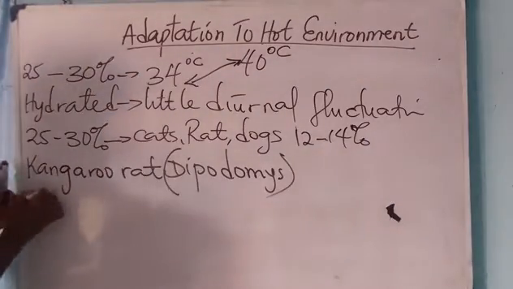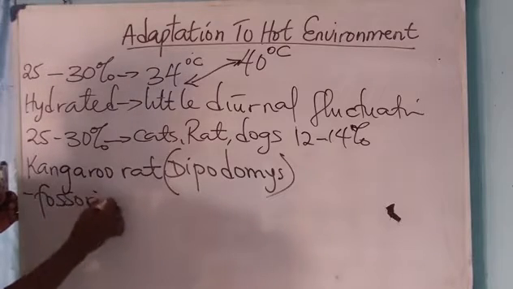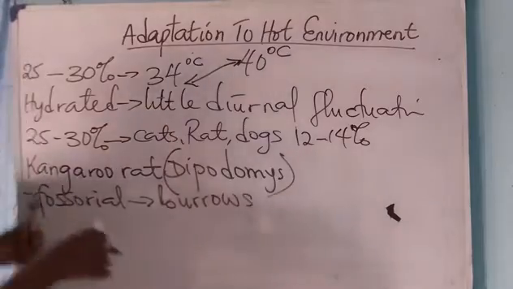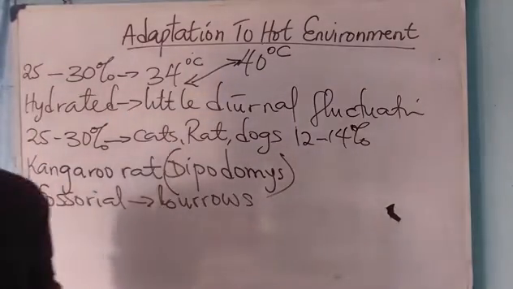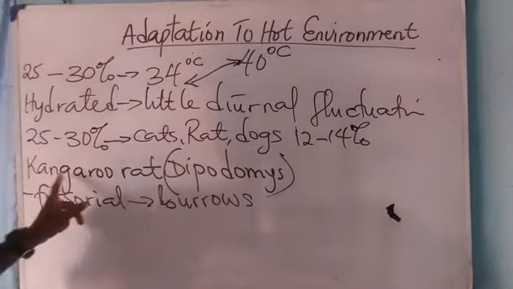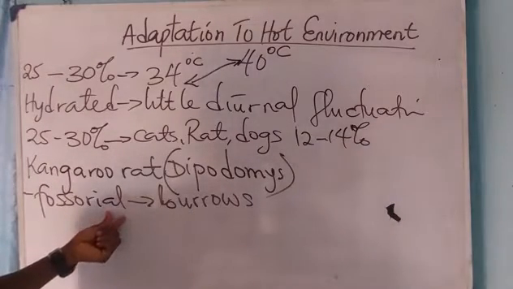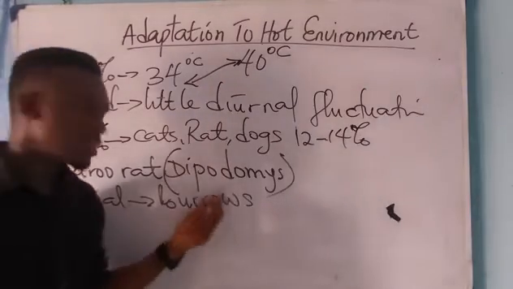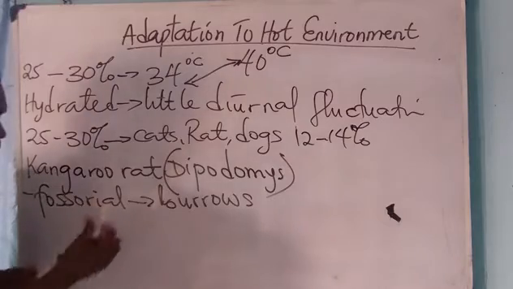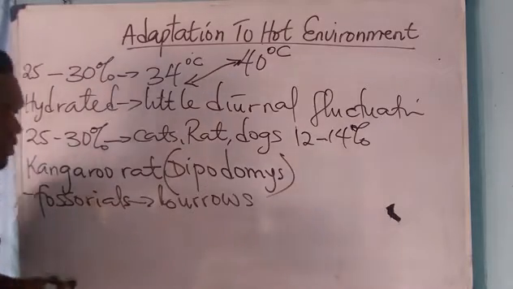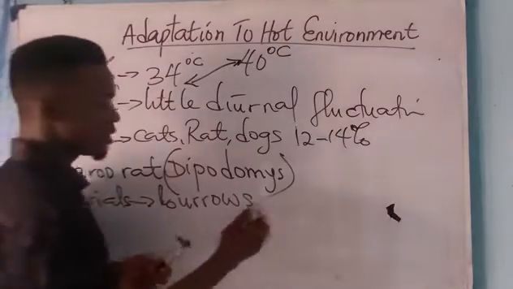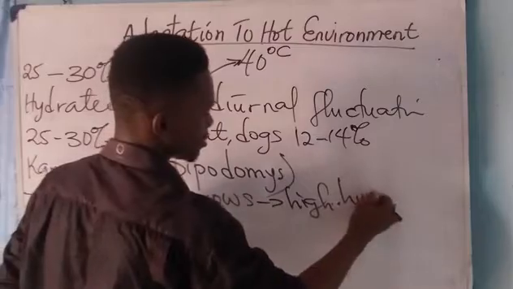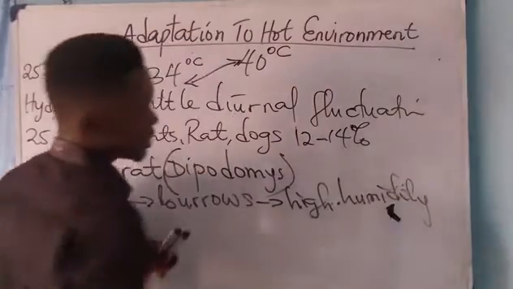Now, these rats, they are fossorial. They are fossorial in the sense that they burrow, they live in the burrows. They burrow into the soil where the humidity is very high. So kangaroo rats are fossorial small mammals that live in the burrows. Which means that inside the soil, as I said initially, the soil has higher humidity than the one present in air.